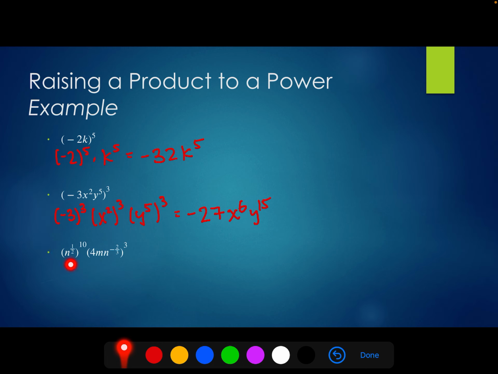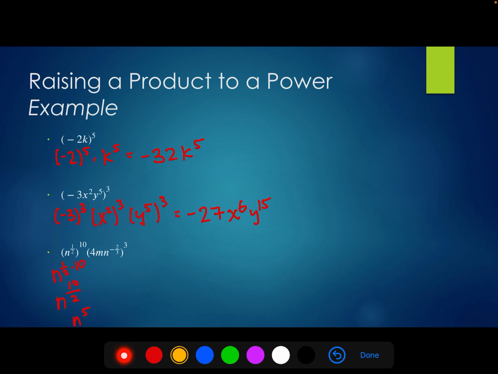So this first one, n to the 1/2 to the 10th power, we just have to do this power to a power rule. This is n to the 1/2 times 10. 1/2 times 10, well, that's equal to n to the 10 over 2, and that's equal to n to the 5th power. Now for here, we have to use our product to a power rule. All of this is being raised to the third power, so each factor in this set of parentheses has to be raised to the third power.